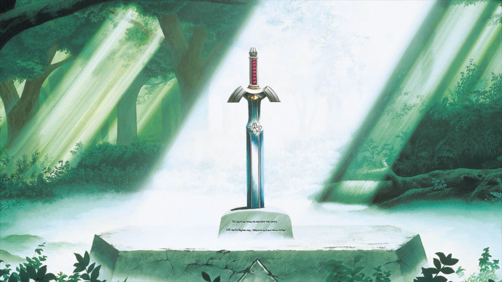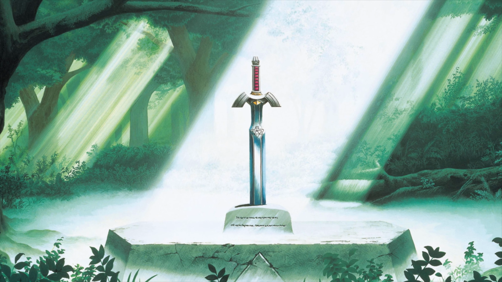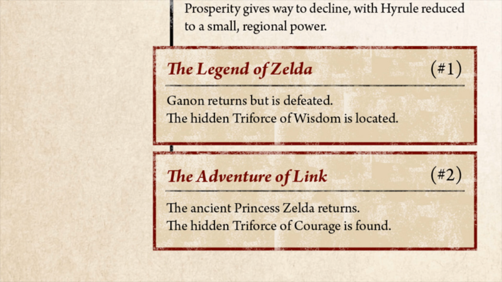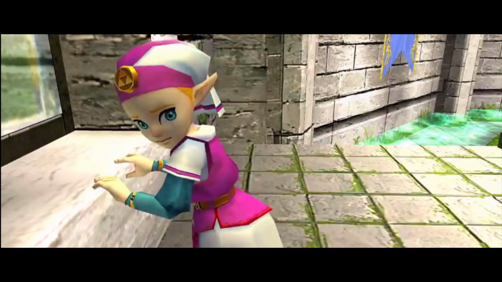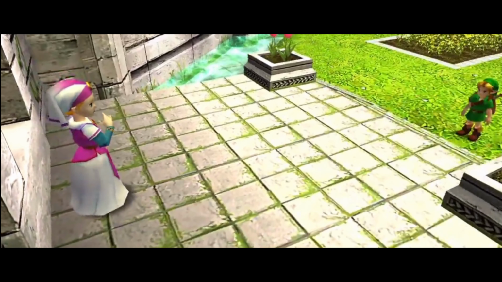Another thing is that there is no mention of the Master Sword in this game, so I will put Zelda NES in the year 6656 AOT. Zelda 2 takes place 4 years after, so 6660 AOT. In this timeline, Link goes back in time and tattletales on Ganondorf.